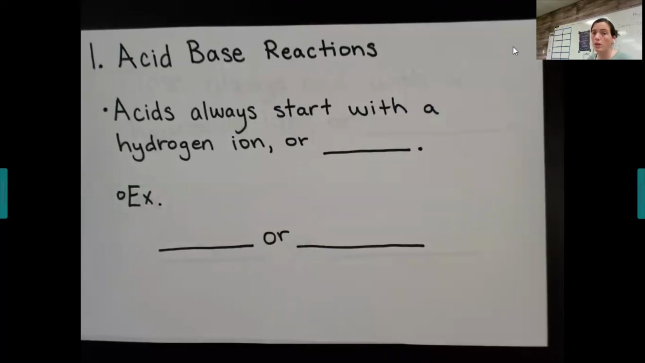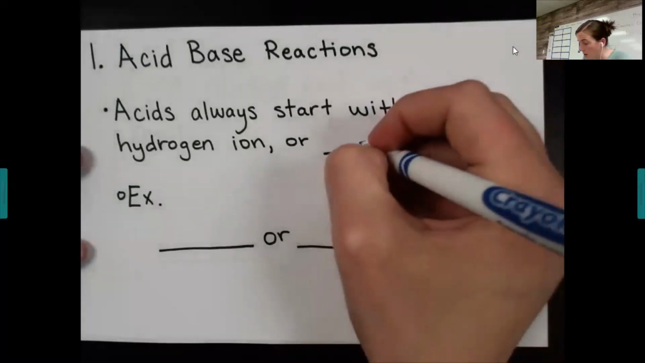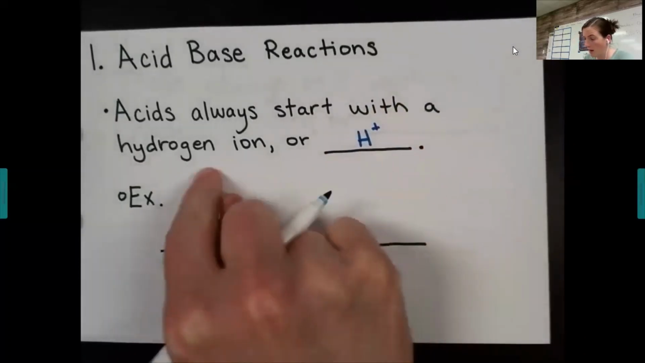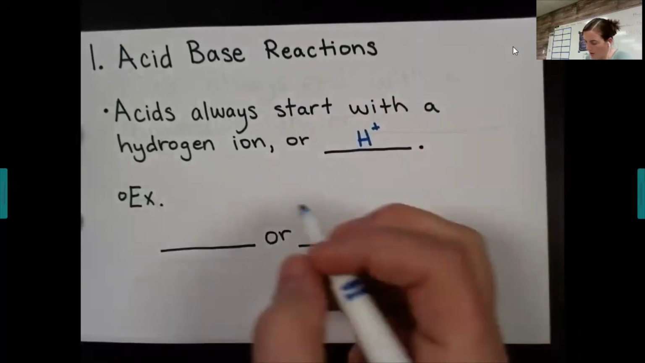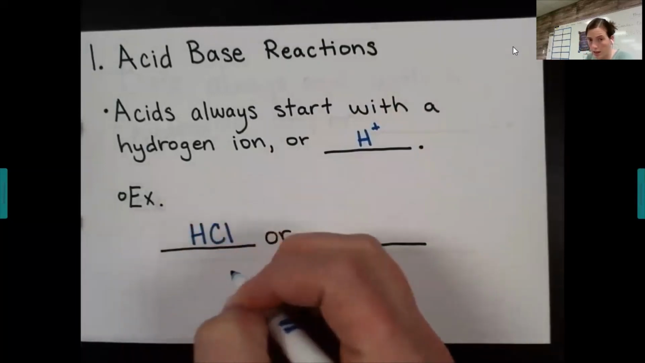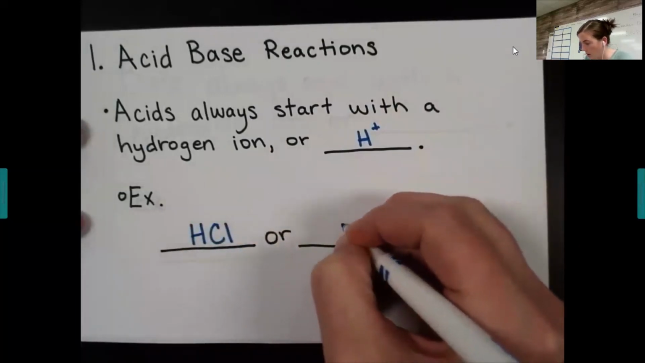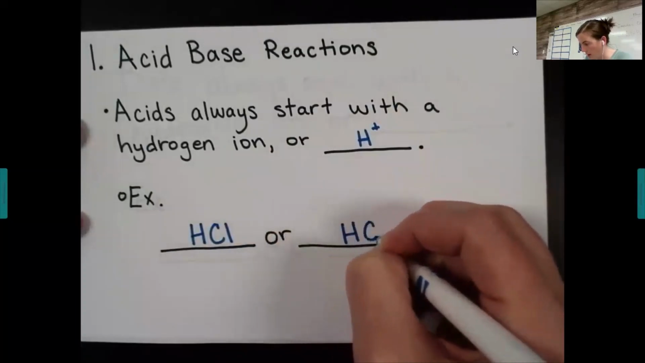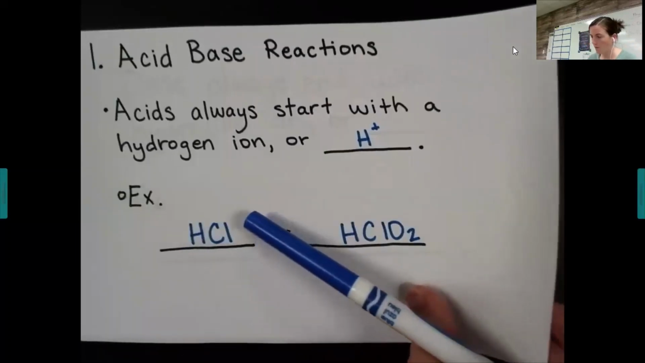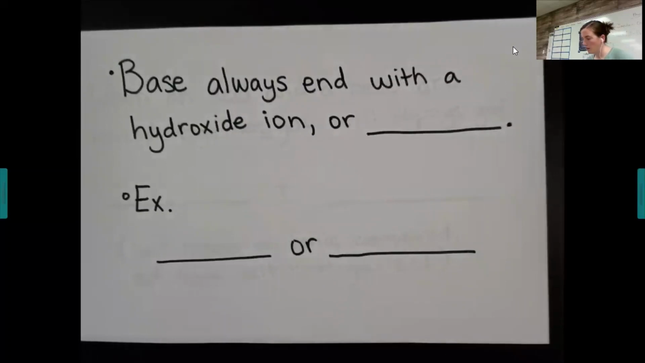Acid-base reactions always start with a hydrogen ion, or H plus. That's what a hydrogen ion looks like, so same thing, name and symbol. Examples of acids would be hydrochloric acid or chlorous acid, HClO2. We just got done naming these with nomenclature, so you should be pretty familiar with what an acid is. So that's what the acids will start with.